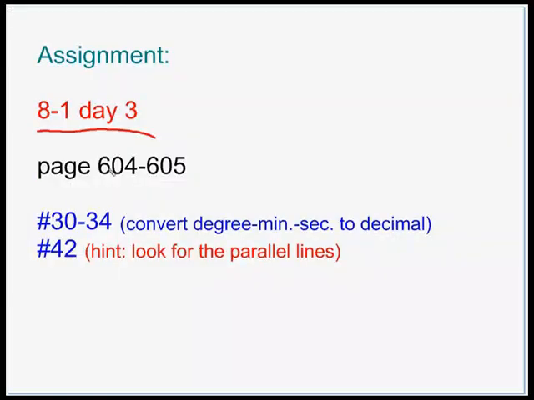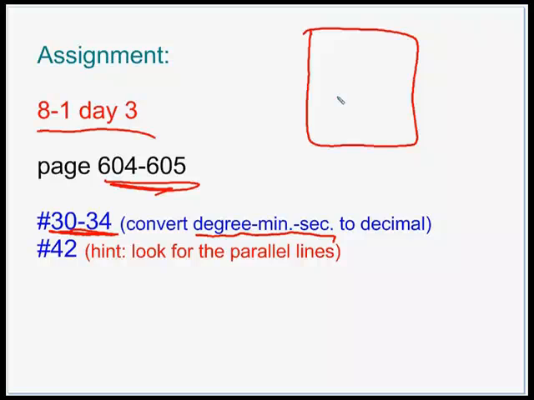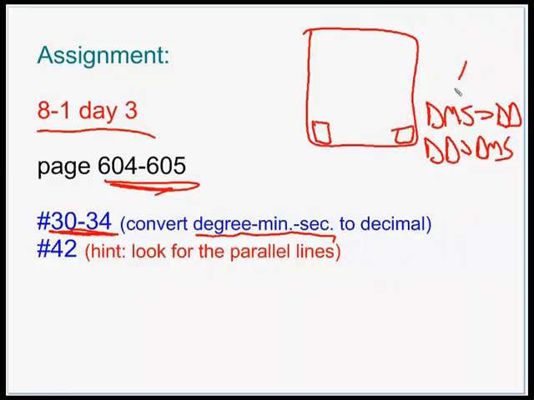The assignment, 8-1 day 3, page 604 and 5, number 30 to 34. You're going to want to convert any degrees and minutes and seconds into decimals. Remember, on the calculators we're using, that is, I believe, straight down bottom left corner. Maybe it was a straight bottom right. The button was DMS to decimal degrees. Degrees and minutes and seconds to decimal degrees, or decimal degrees to DMS. We want to convert from degrees and minutes and seconds to decimal degrees.